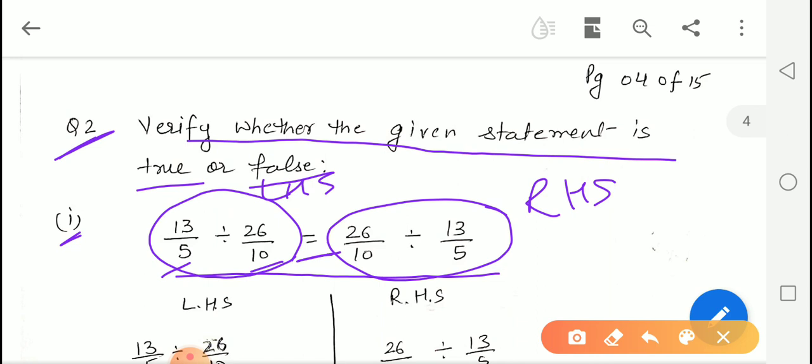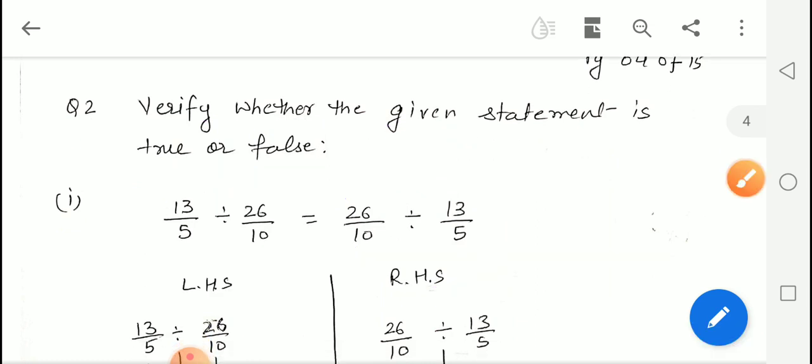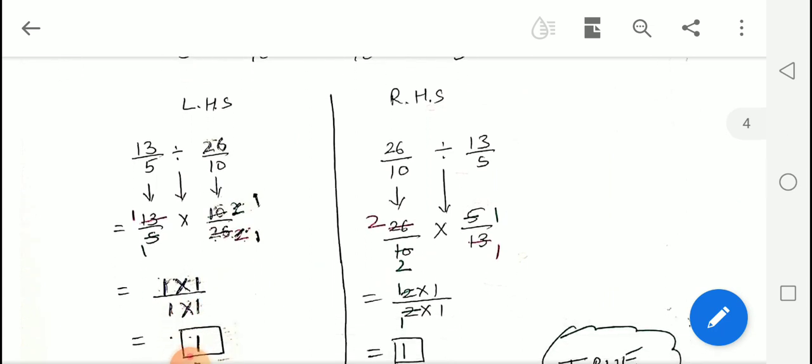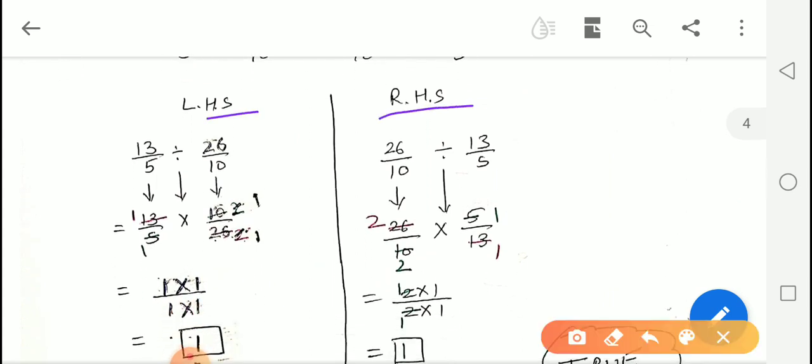So we will solve the left hand side and right hand side separately, and we will see whether the left hand side is equal to the right hand side or not. If it is equal, then we will write true. If it is not equal, then we will write false. Let us start. This is the left hand side. This is the right hand side.